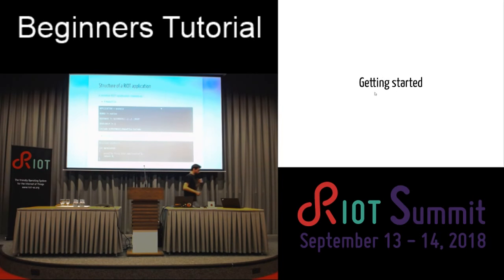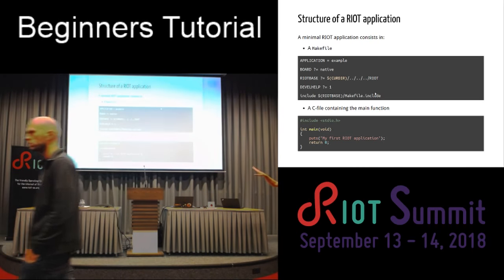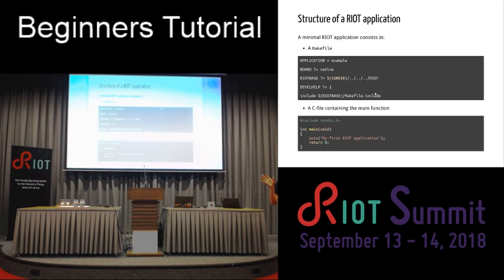So first, for those who never wrote or built a RIOT application, what is a RIOT application? It consists of two files at the very minimum. You have the makefile that describes several minimum variables and includes the RIOT base makefile.include. In this file, you have all the targets and other inclusions. I don't recommend that people who are not very confident with Make start looking at the makefile.include of RIOT.